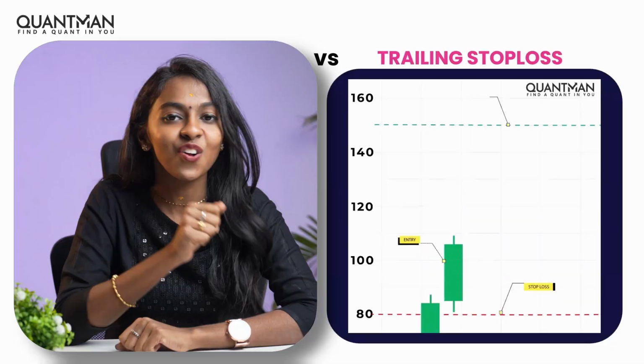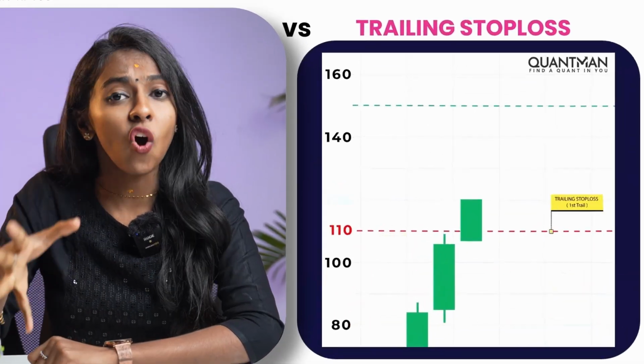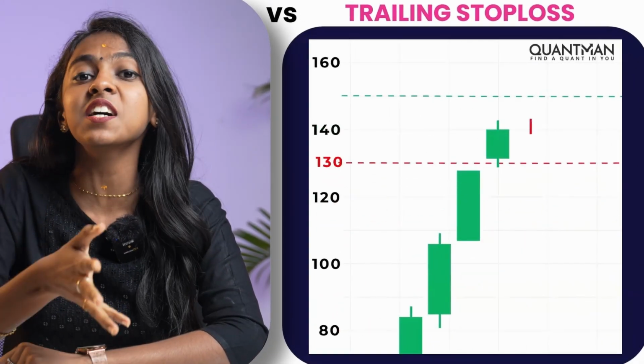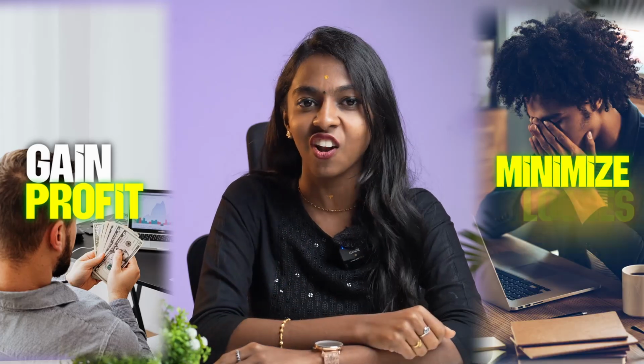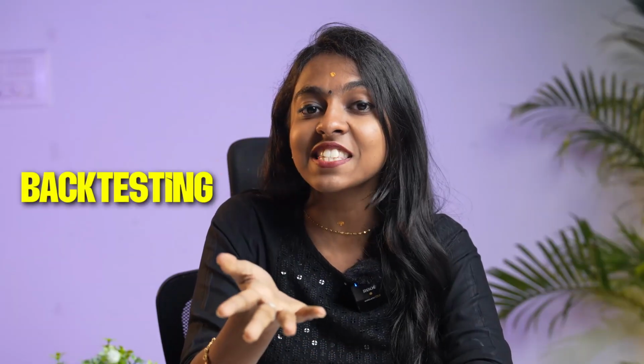Always size your trades according to your risk tolerance. Predefined exits like a trailing stop loss are also essential. A trailing stop loss automatically locks in profit as the market moves in your favor. On 13th May, if you had a trailing stop loss, then you would have exited your positions early, gaining in profit or minimizing the losses. And here's where backtesting comes into play.